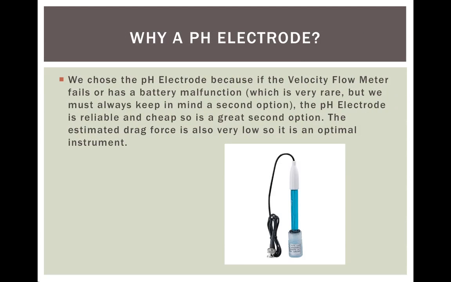We chose the pH electrode because if the velocity flow meter fails or has a battery malfunction, which is very rare, but we must keep in mind as engineers that a second option is a good plan to have. The pH electrode is reliable and cheap, so it is a great second option. The estimated drag force is also very low, so it is an optimal instrument.